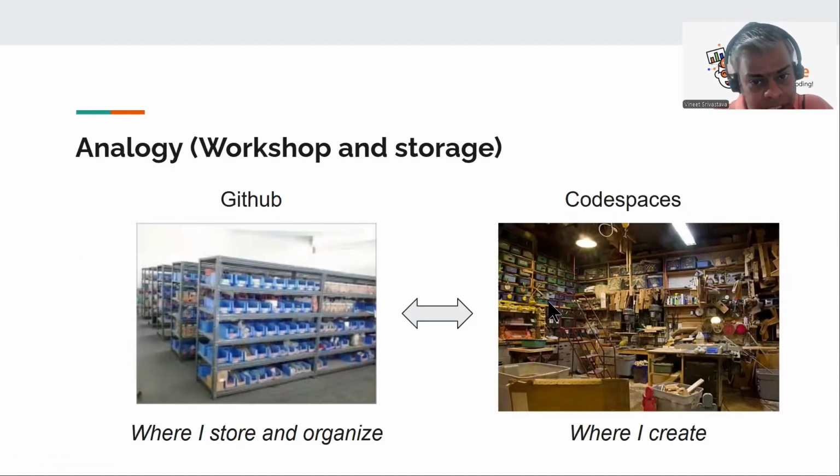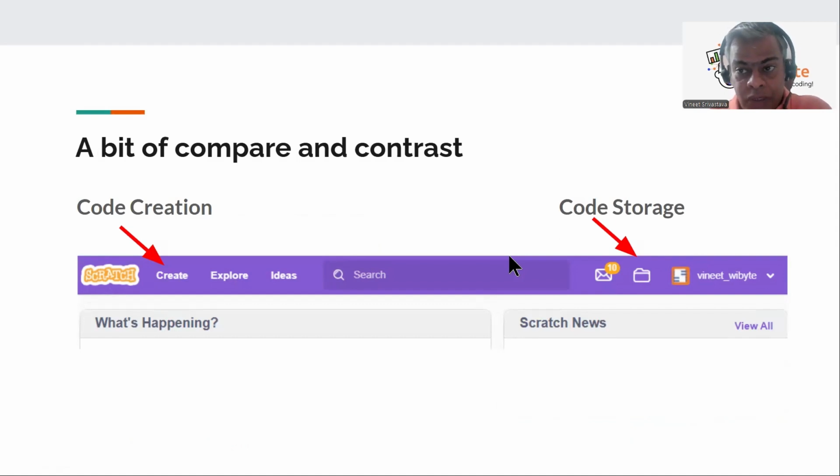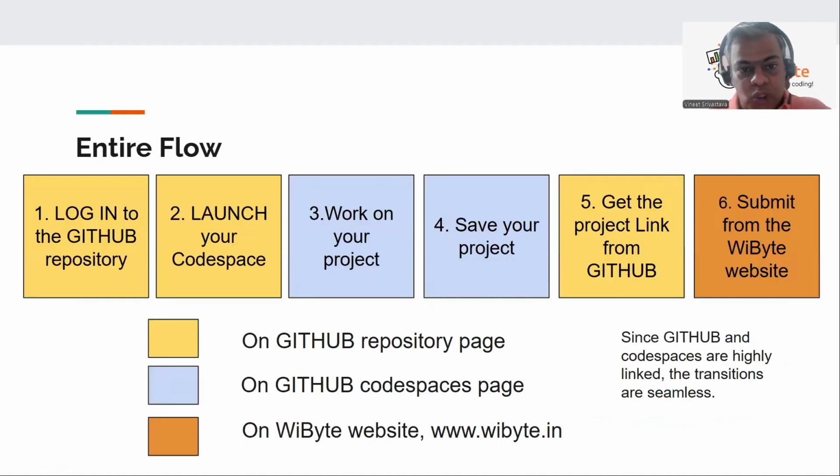So here it looks like two tools. There's CodeSpaces where you create your code. There is GitHub where you store your code. But remember, these two are tightly connected, and hence it's pretty much like a single extension of each other, right? So it's very similar. I hope this analogy makes it very clear that we create and where we store.